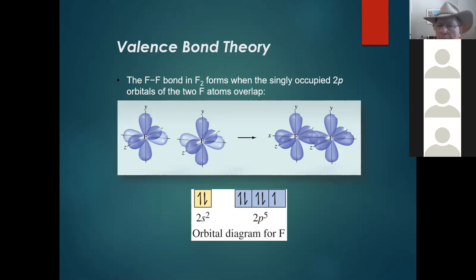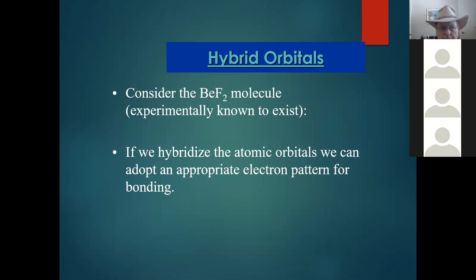So we can see atomic orbital theory works if we're dealing with something like F2. I don't have to hybridize the orbitals because I have one free electron that can bond directly with another fluorine with one free electron, and I have a bond. So if we think about BeF2, this molecule is known to exist. If I hybridize the atomic orbitals, I can get an appropriate electron pattern.